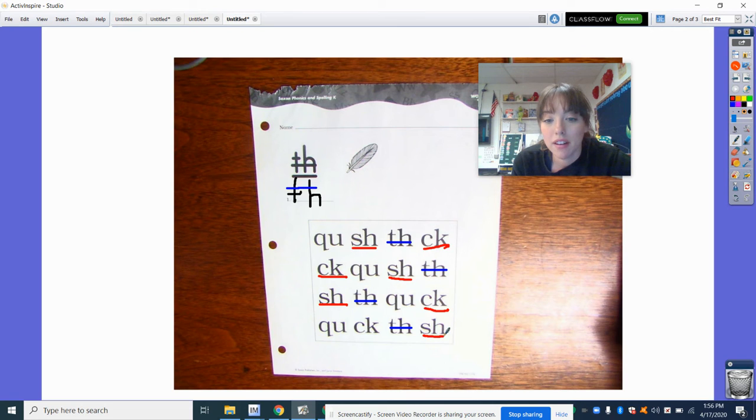And then, if you remember, what is the symbol that we put below our Q and our U? So our Q and our U come together to make a special sound, qua. And in that sound, we made an arc underneath it. So draw your arc on your Q and your U.